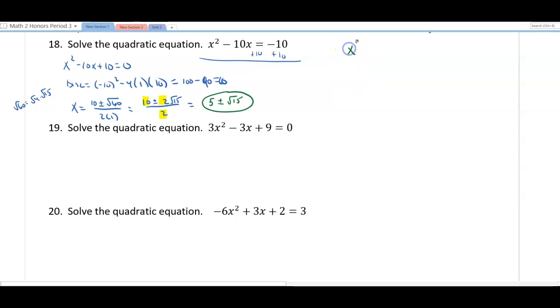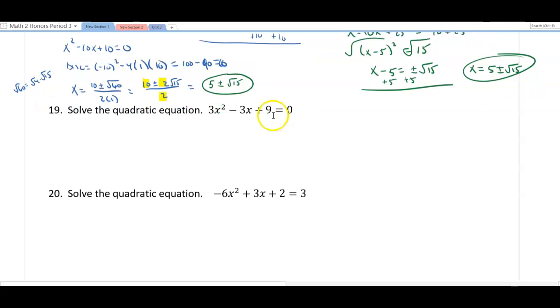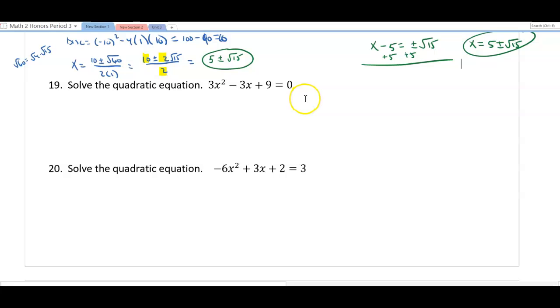Now if I did complete the square on that, I would add 25 here, then negative 10 plus 25 on this side becomes x minus 5 all squared equals 15, square root, square root. I would get this, add 5, boom, x equals 5 plus or minus the square root of 15. So anytime you can complete the square, sometimes it ends up being easier. Alright, the next one. Even if I factor out the GCF of 3, it won't be factorable.